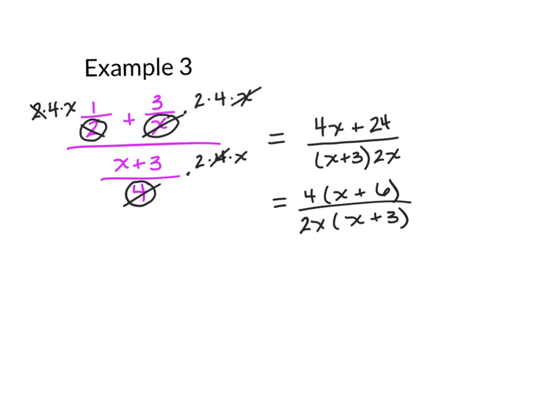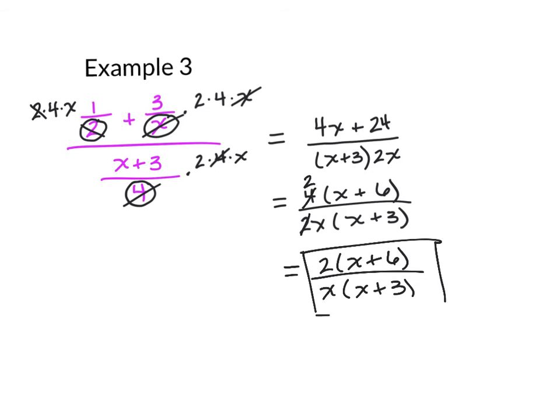And then if I look top and bottom, the 4 over 2, I can reduce that because 4 is divisible by 2. So the 4 is going to become a 2, and the 2 is going to cancel. So I could write my final answer as 2 parenthesis x plus 6 divided by x times x plus 3. And this would be my final answer in simplified form.